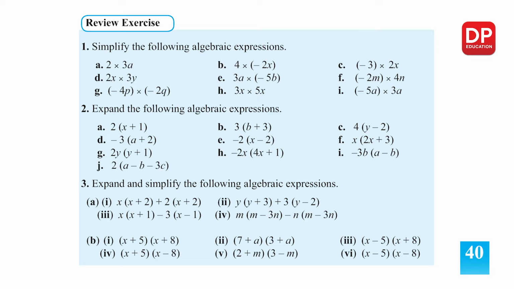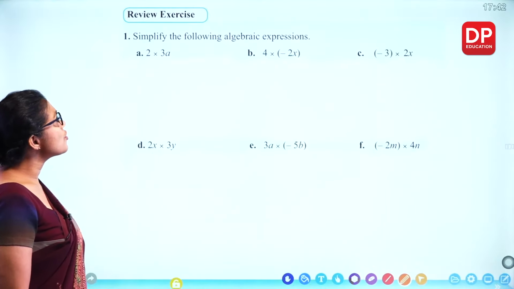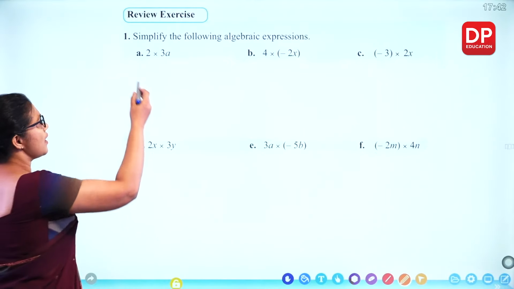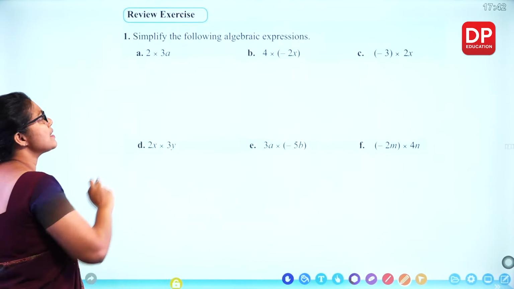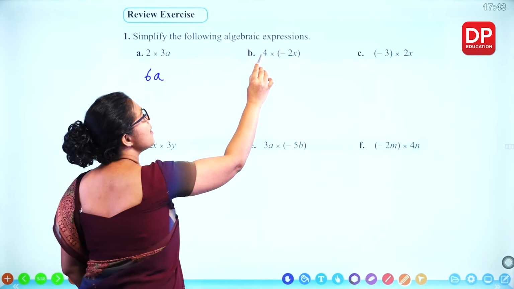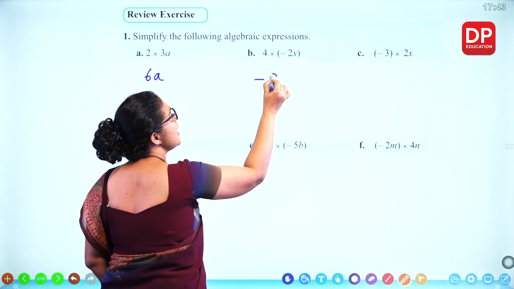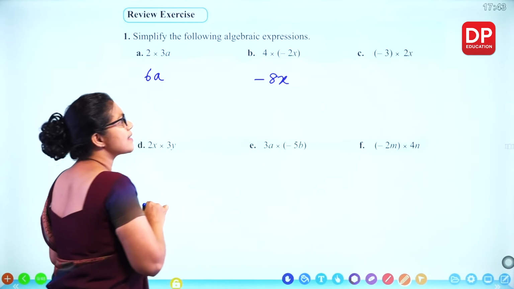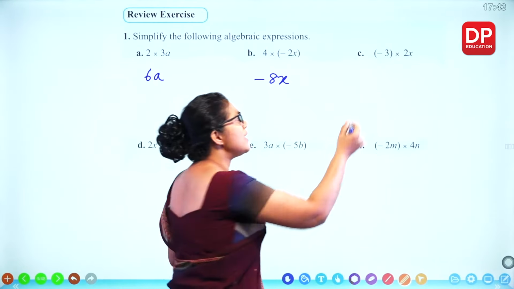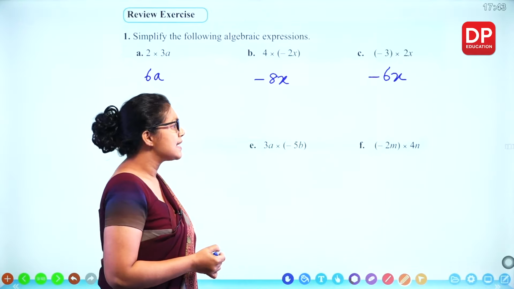Now we'll see the review exercise in your textbook. In this review exercise, you are asked to simplify the following algebraic expressions. What do you do? You just multiply the numbers separately. 2 times 3 is 6, a. What about this one? Minus into plus, we know you get negative. 4 times 2 is minus 8, and you get x. This one, minus 3 times 2x. Minus 3 times 2 is minus 6. You get x here, so the answer is minus 6x.